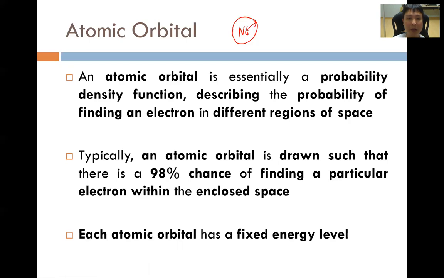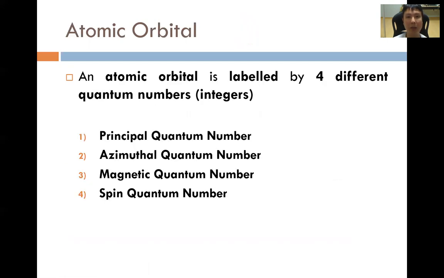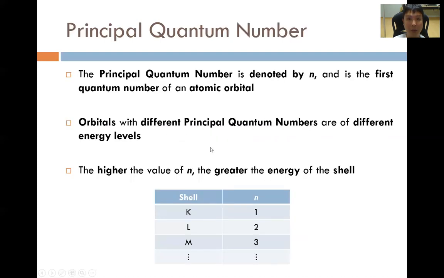Now, each atomic orbital is labeled by 4 different quantum numbers. And out of these 4 quantum numbers, the one that you have to pay most attention to is most likely the principal quantum number, because this is the one that will be used most in answering questions. The other 3 are not so commonly used in answering questions, but I will still explain what they represent. Okay, so on to the first quantum number, which is called the principal quantum number. The principal quantum number is denoted by n, and is the first quantum number of an atomic orbital.